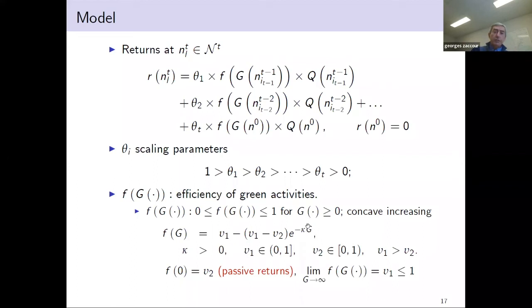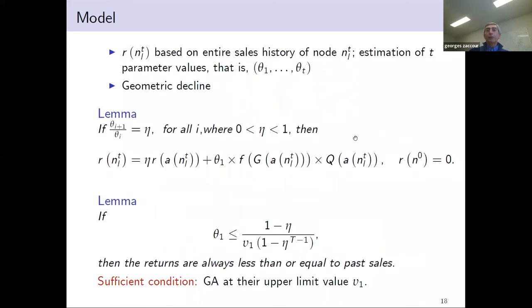So if the manufacturer is not investing at all in G, meaning setting G equals 0, F(0) will be equal to μ2. And this is what we call in the literature passive returns. Without investing in green activities, some good consumers will be bringing back the used product without any incentive. On the other hand, if I let G go to infinity, this F(G) will be equal to μ1. So this is the maximum efficiency that I can achieve, and this is less than or equal to 1. Note here that I have something which is not linear, meaning that I will end up with dynamics that are not linear, as we often see.